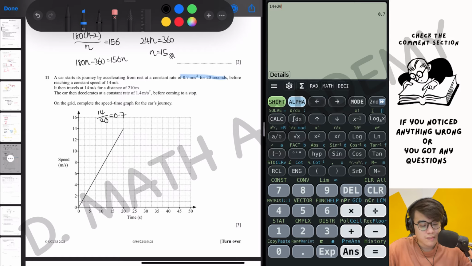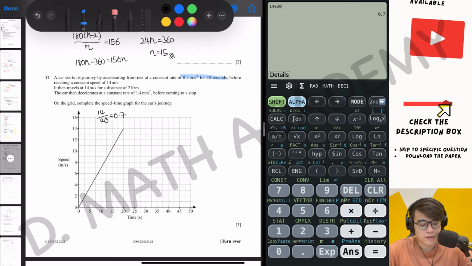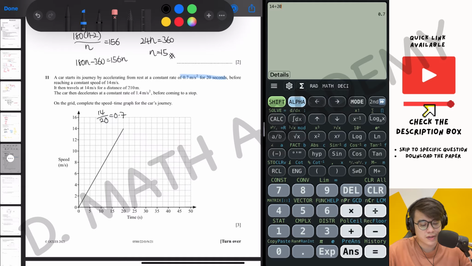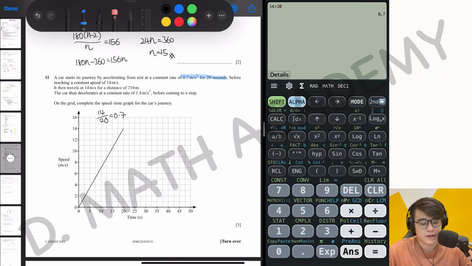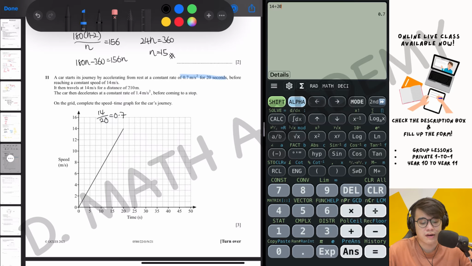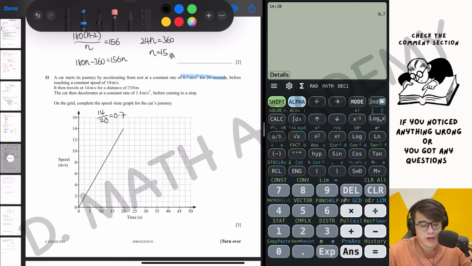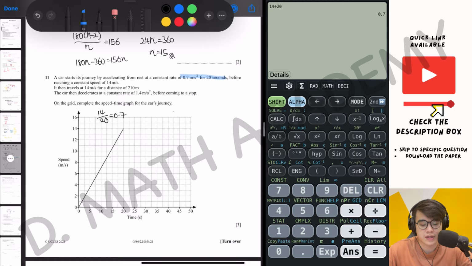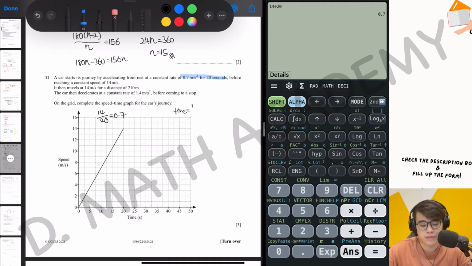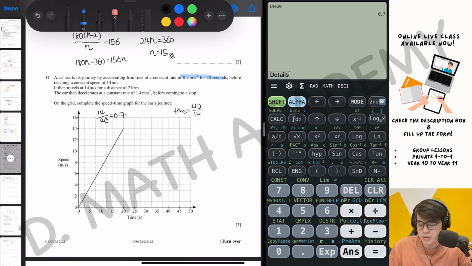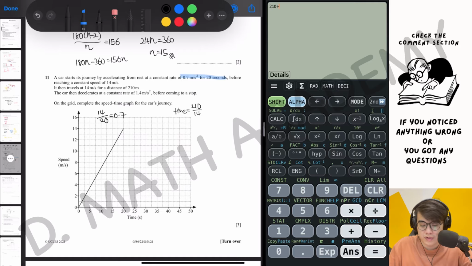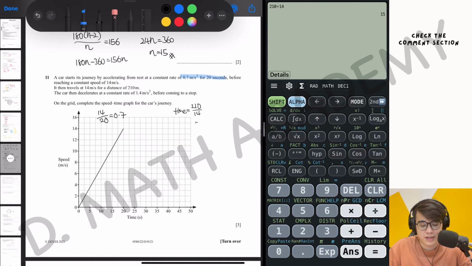Okay, before reaching at a constant speed of 14 meters per second, it traveled for 210 meters. So we have to find how long they stayed to travel this. We have the speed, we have the distance, all we have to find is the time. So I'll be taking time equals to distance over speed. So 210 divided by 14, you get the result as 15 seconds.